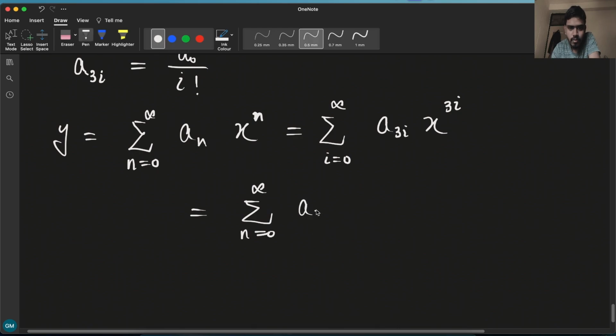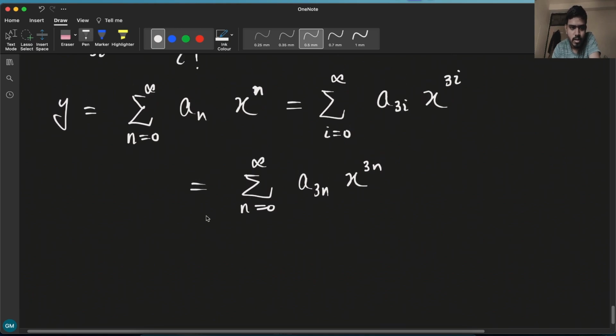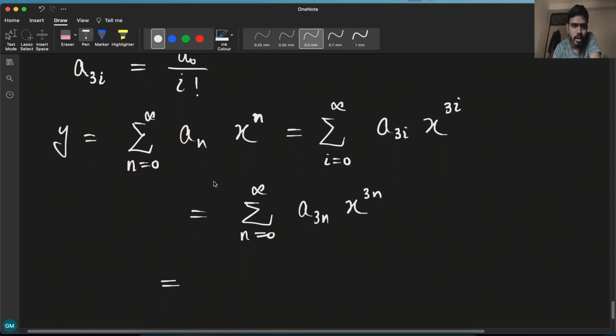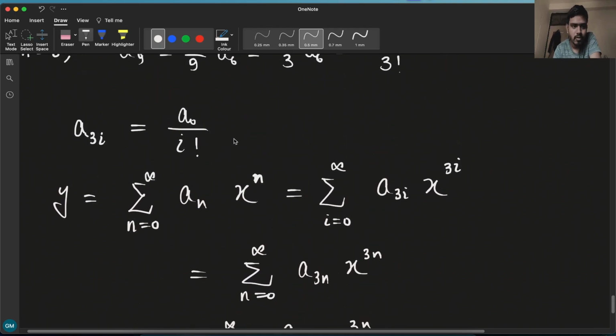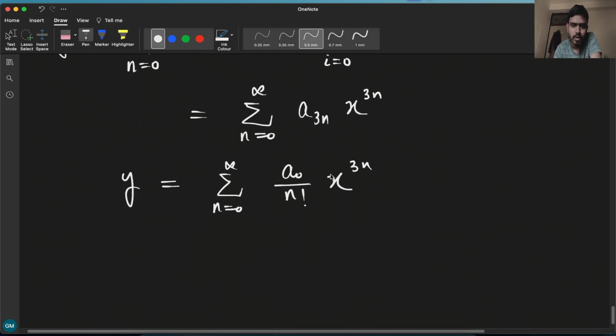a of 3n, x to the power 3n, right? So what we have is basically, and a of 3n we know that it is a0 by n factorial, which is the sum over n equals 0 to infinity a0 by n factorial x to the power 3n is y. a3i we know is a0 by i factorial, so a3n will be a0 by n factorial.